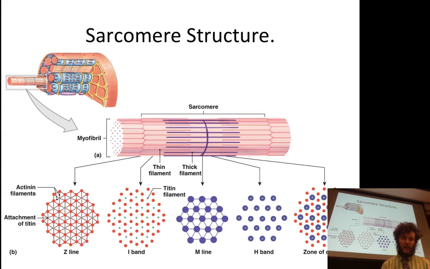So these are just some cross sections, maybe a different way of visualizing the superstructure. This is down the Z line, and we see where Titin is attached to this network. We have the thin filaments here with the Titin in between. Here is the M line, which is only thick filaments. Here is somewhere in the H band. And this is the zone of overlap where the thin and thick filaments are able to interact with one another.